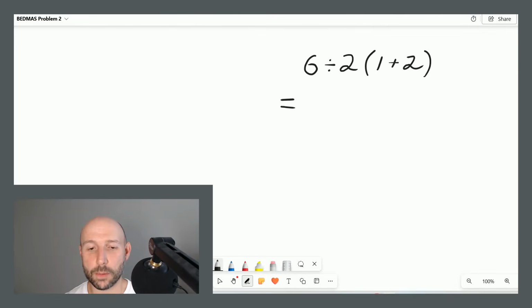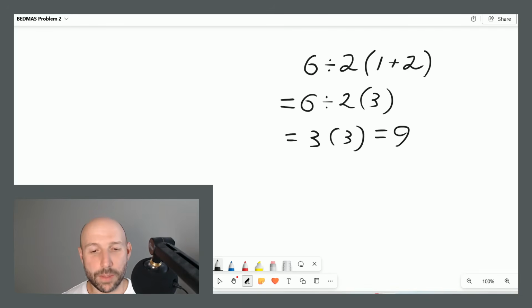And what nobody disagrees with is that what is in the brackets is performed first, and that happens to be a 3. Now at this point, there's some disagreement. If you do the problem the correct way, you'll do 6 divided by 2, which is a 3, and when you multiply that by 3, you will get 9.